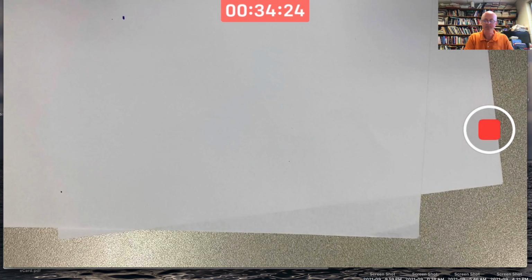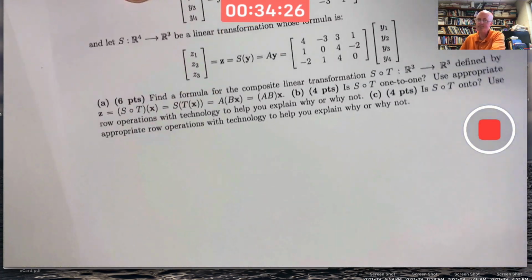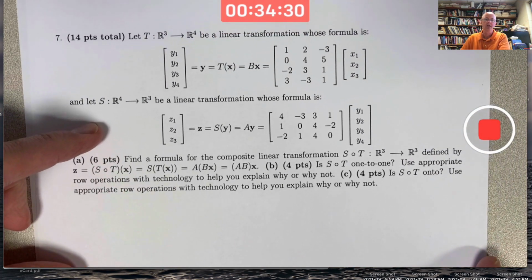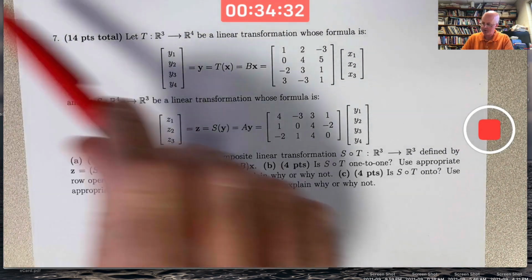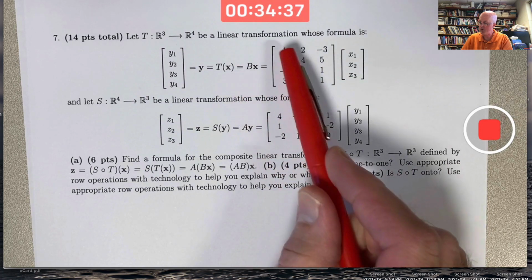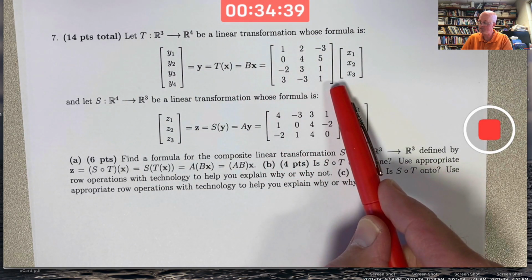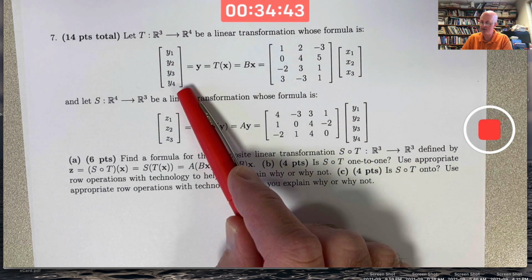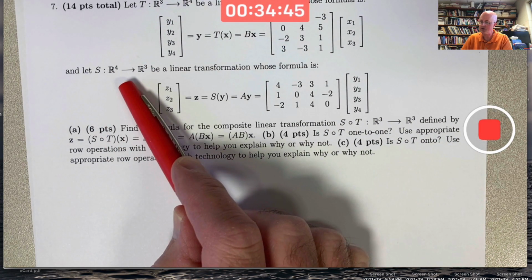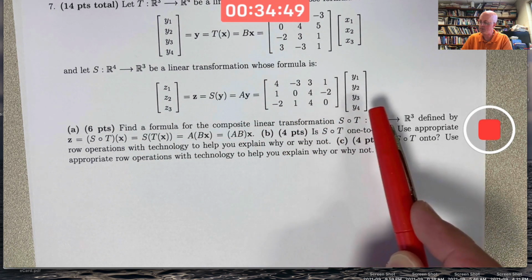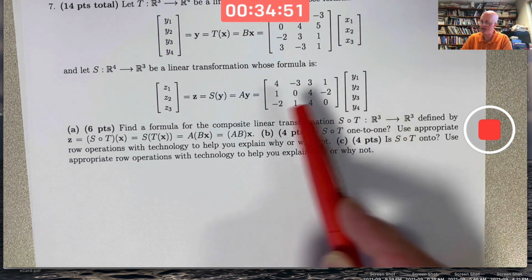Next problem. T is a linear transformation from R3 to R4. Its matrix, I'm calling B, would be 4 by 3, 4 rows, 3 columns. We multiply it by 3-dimensional vectors to get a 4-dimensional output. S is a linear transformation whose matrix, I'm calling A, is 3 by 4. We've got to multiply it by a 4-dimensional vector to get a 3-dimensional output.